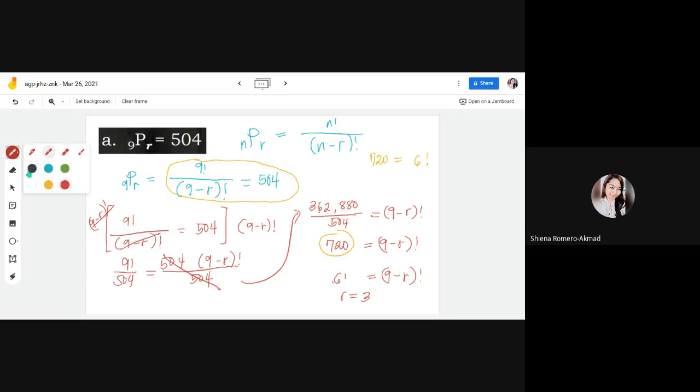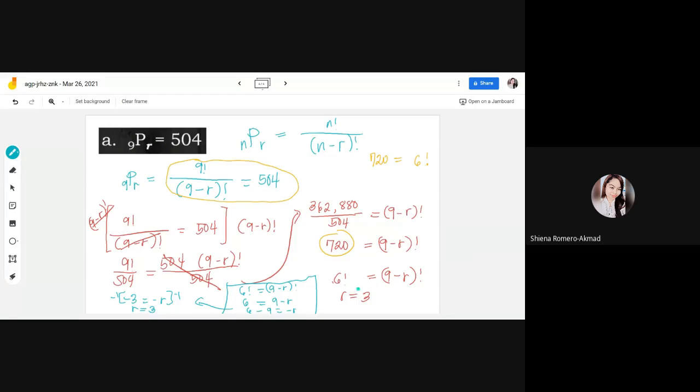Sa iba, dun sa solution sa video, ang ginawa niya, si 6 factorial equals 9 minus r factorial. Kinapin niya lang yung values na 6 at saka yung 9 minus r. Tapos, nag-transpose siya, kaya naging 6 minus 9 equals negative r. This is negative 3. Negative 3 equals negative r. So, r is equal to positive 3. Nag-multiply siya ng negative 1. Which is the same also.